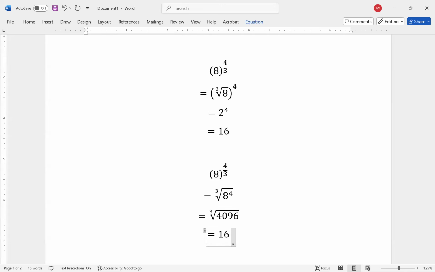So I tend to take the roots first if I can, and then raise them to, like in this case, the 4th power. That way I'm dealing with smaller numbers. But technically you can do it either way. I should specify you can do it either way so long as this base is positive. So long as we have a positive base, we're good to go with that.